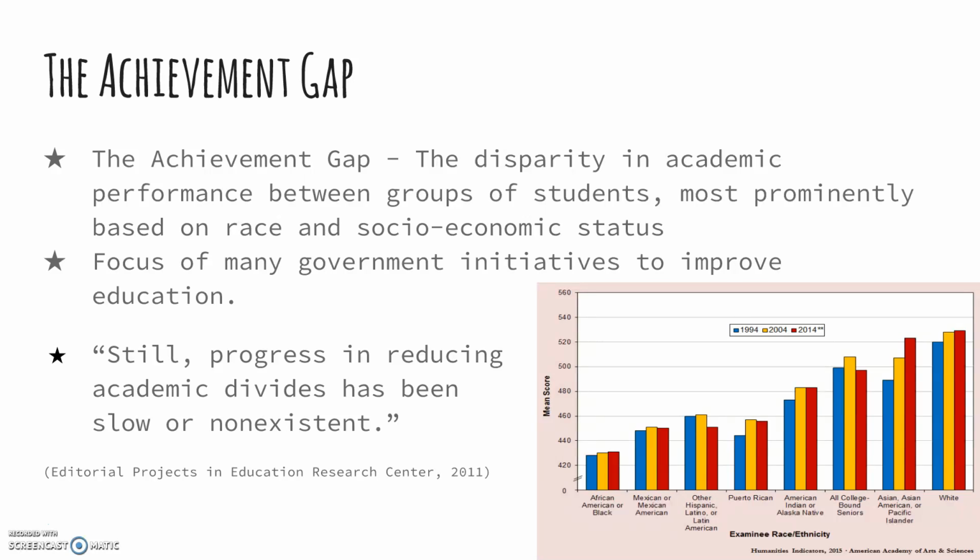With increasing diversity comes increased emphasis on a problem known as the achievement gap, which is a disparity in academic performance among different student groups, primarily based on race and socioeconomic standing. While many efforts have been made to close the achievement gap, there is still a lot of work to be done. Many of these efforts are large-scale, federal and state initiatives.